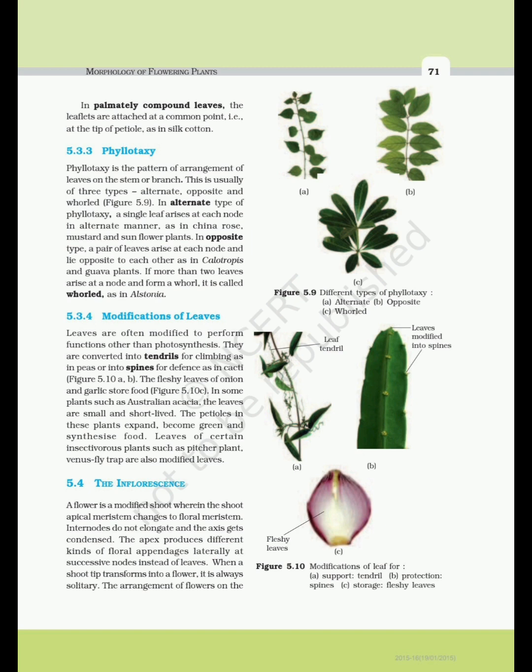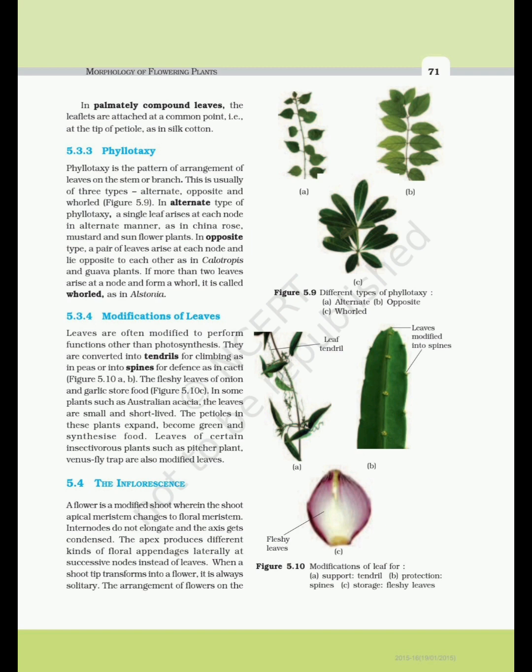This is usually of three types: alternate, opposite and whorled. In alternate type of phyllotaxy, a single leaf arises at each node in alternate manner, as in China rose, mustard and sunflower plants. In opposite type, a pair of leaves arise at each node and lie opposite to each other, as in calotropis and guava plants. If more than two leaves arise at a node and form a whorl, it is called whorled, as in Alstonia.